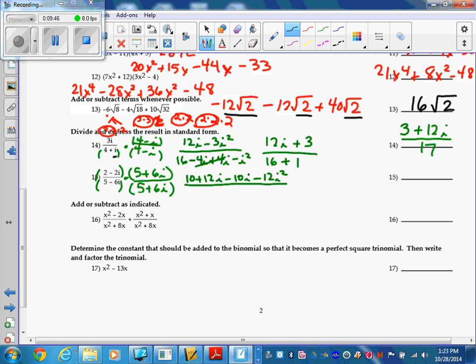And for the bottom, 5 times 5 is 25. 5 times 6i is 30i. 6i times 5 is 30i. 6i times 6i is 36i squared, and it's negative times positive, so it's negative. So we're going to take a look at collecting like terms. These cancel on the bottom. And we'll have 25 plus 36. What's 25 plus 36? 61.